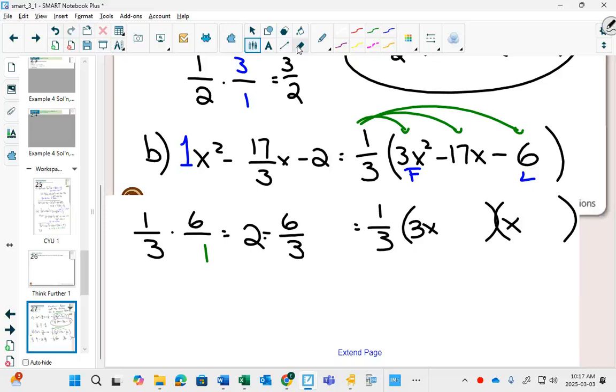The 2 and the 3 doesn't work, does it? 6 and 1 is only going to work if the 6 is here, making the outside 18 and the inside 1. Because 18 and 1 subtract to 17. Now if I want negative 17, you see that you would have to have the negative 18 and the plus 1. And now we have factored this completely.